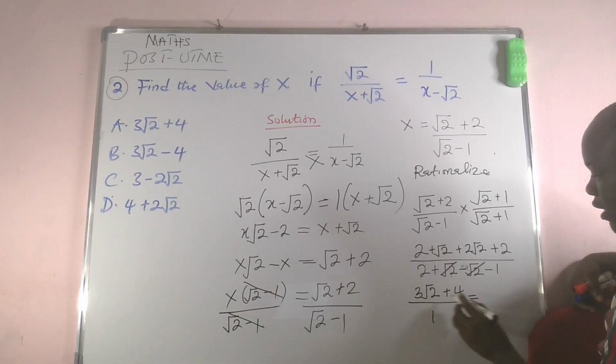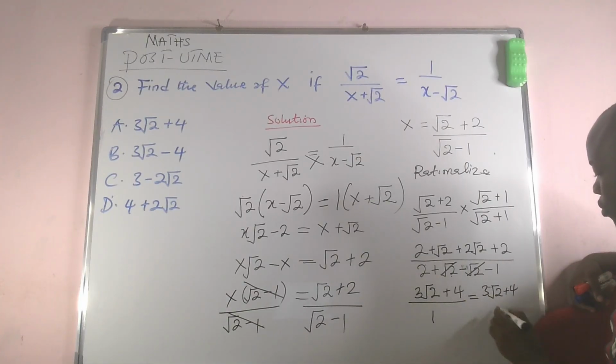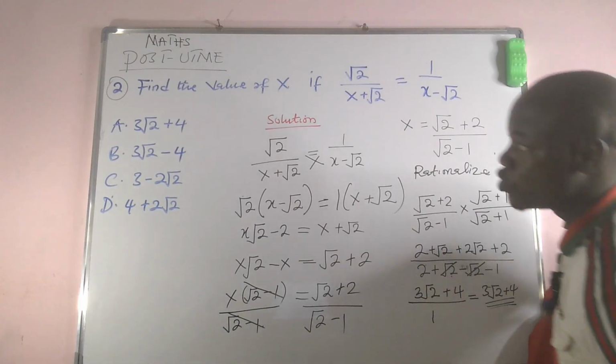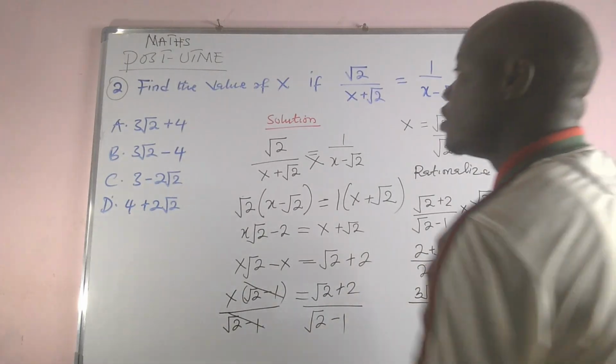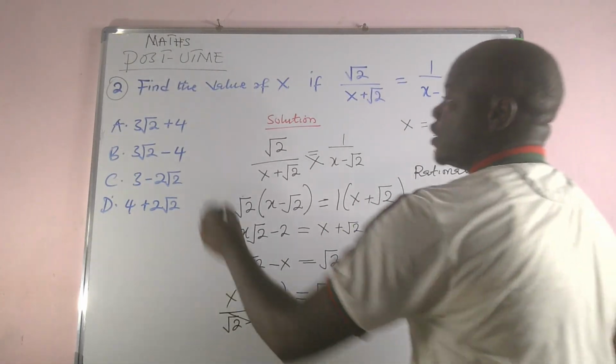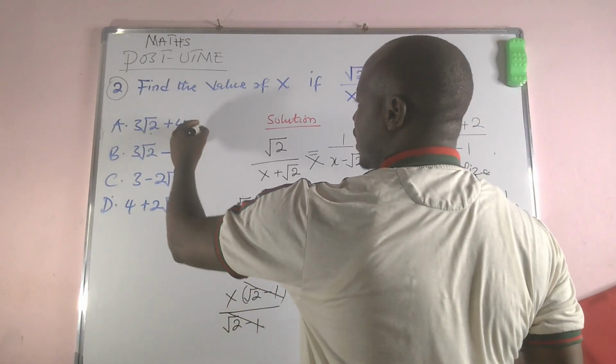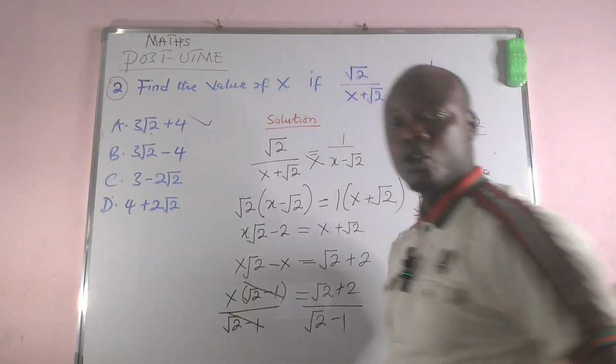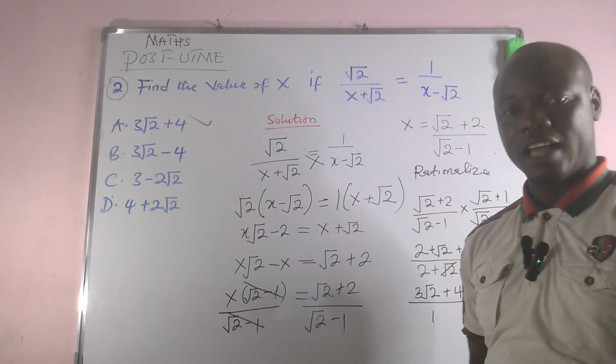So therefore, at the end, we are now going to have 3 root 2 plus 4 to be the answer. So do we have 3 root 2 plus 4? Yes, we have 3 root 2 plus 4 as option E. So this is going to be the correct answer.